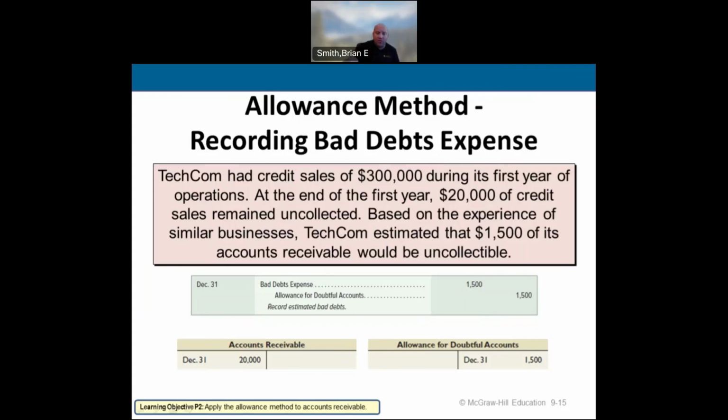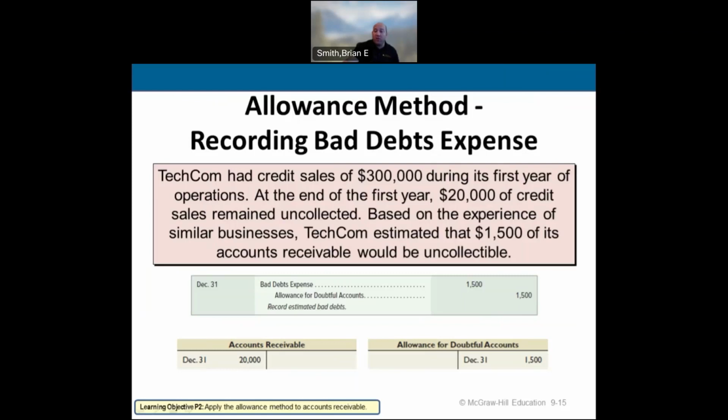Oh, okay. Yeah, this is getting thrown off here. $20,000. Okay, I'm sorry. I was misreading this. At the end of the first year, $20,000 of credit sales remain uncollected. So we have $20,000 in our accounts receivable. Based on an experience of a similar business or our own experience, either way, it's fine, we think $1,500 of its accounts receivable is uncollectible. So we're going to debit our bad debt expense of $1,500 and credit our allowance for doubtful accounts for $1,500.